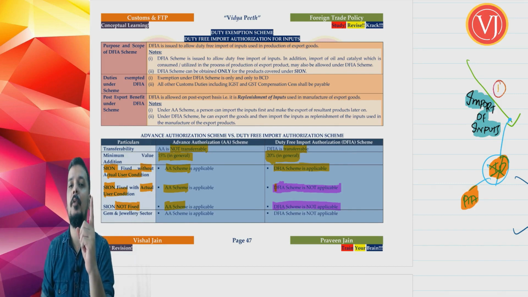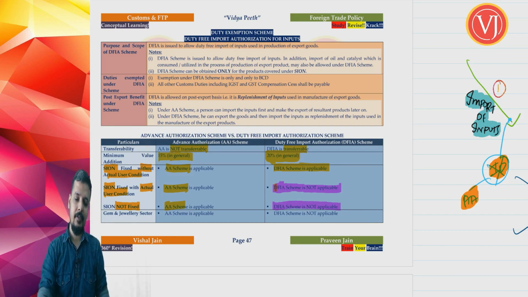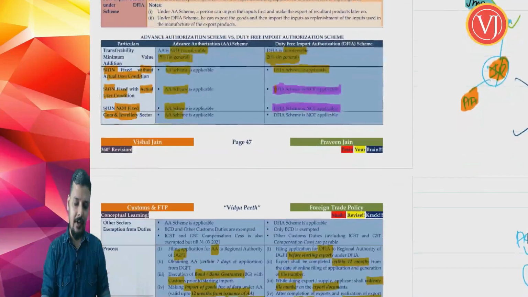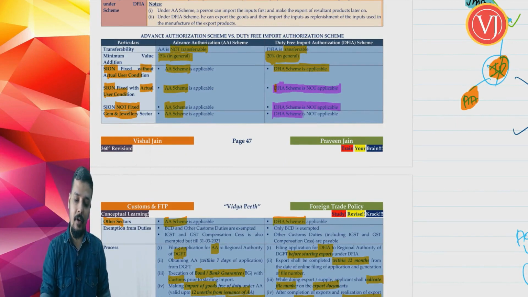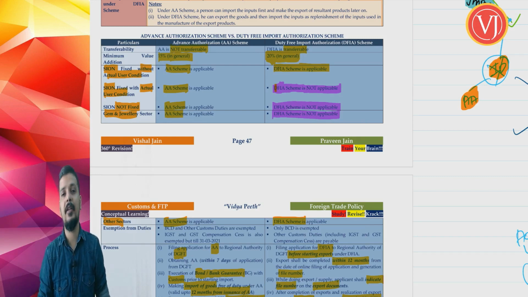That is, standard input output norms plus no actual user condition. Now when you talk about your advance authorization, it is there for your gems and jewelry sector as well as for your other sectors. Whereas your duty free import authorization is there only for other sectors, it is not there for your gems and jewelry sector. They don't have the benefit of duty free import authorization, right?